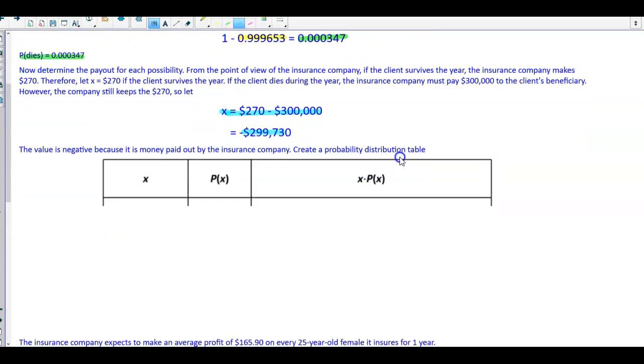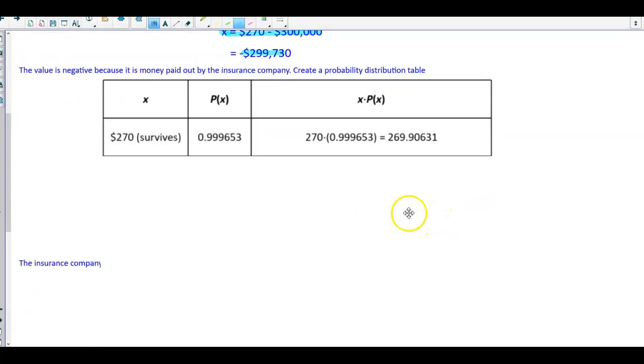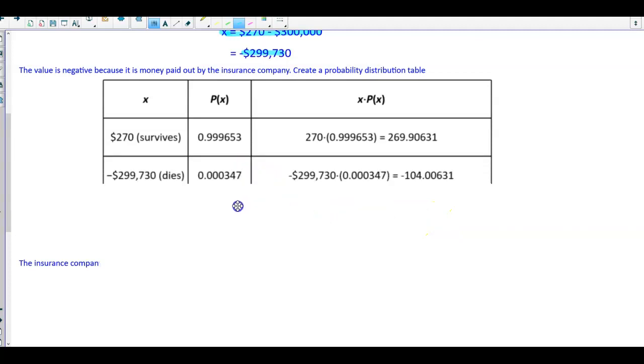So we're going to create a distribution table. We have the value of X, we have the probability, and then we take the value of X and multiply it by its probability. The first thing we look at is the probability of survival. Remember that X represents $270 for survival. So we take 270 and multiply it by 0.999653, which gives us 269.90631.